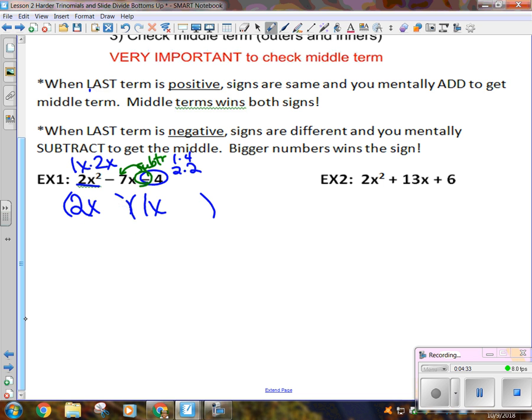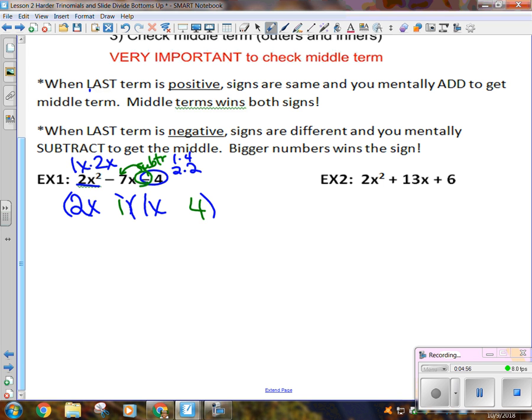What do I want to do next? Do I want to try 2 and 2? Or do I want to try switching positions with 4 and 1? You want to switch positions? Or do you want to try 2 and 2? Let's switch positions. I'm going to put the 4 on the outer one and the 1 on the first one.